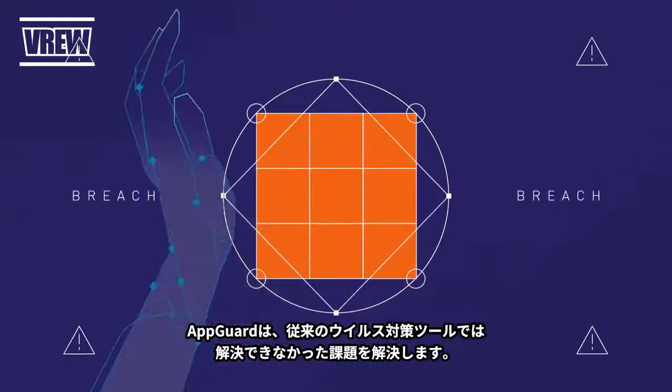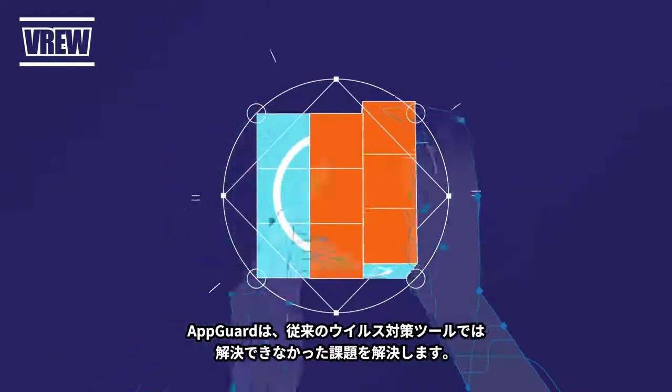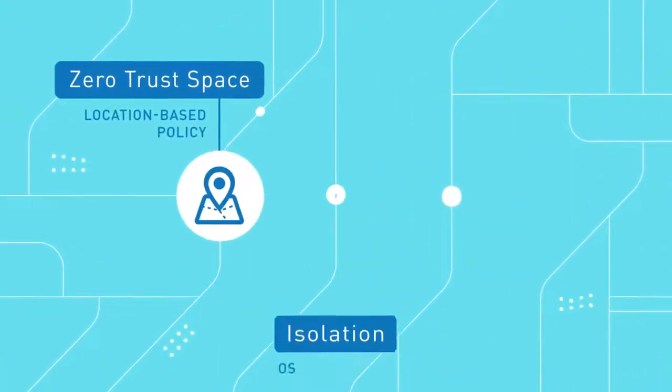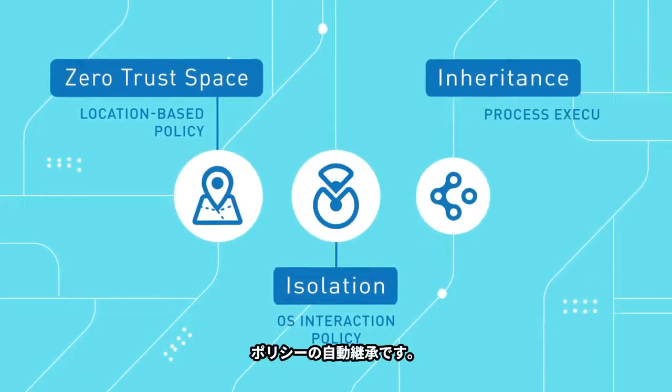AppGuard overcomes challenges that traditional antivirus tools can't solve by employing 3 protection mechanisms: zero trust space, isolation, and inheritance.